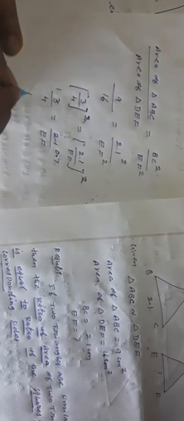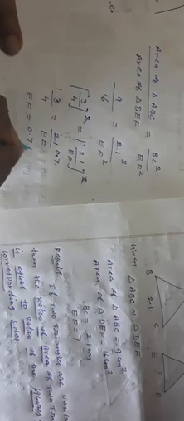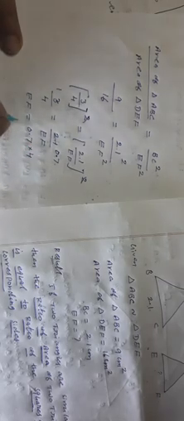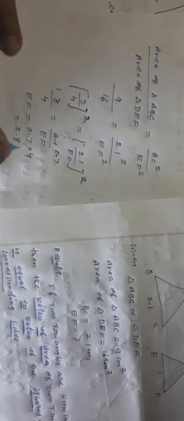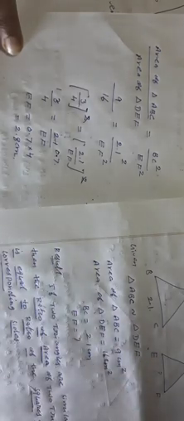Then next we take cross multiplication. EF is equal to 0.7 into 4, so we get 2.8 centimeters. This is the result of EF. Clear? Okay, so next I will go for question number 9.